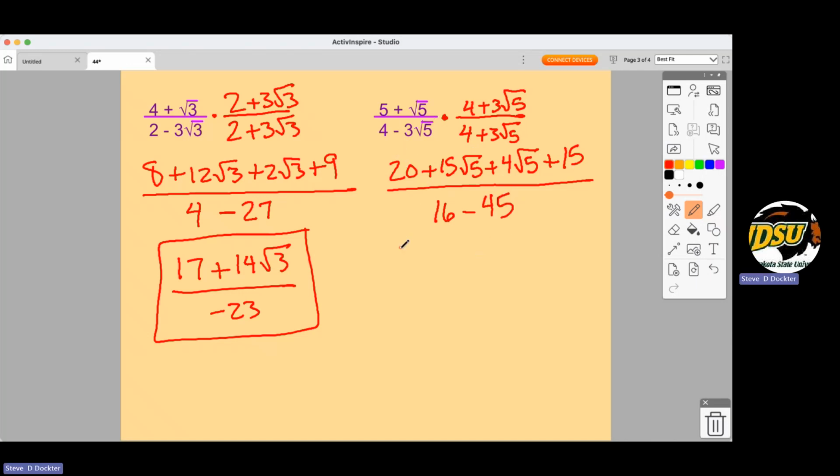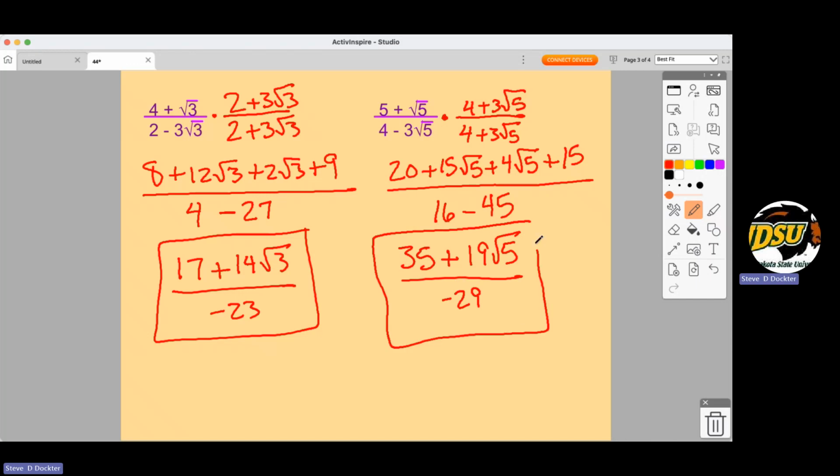20 plus 15 is 35. Plus 15 square roots of 5 plus 4 square roots of 5 is 19 square roots of 5. All over 16 minus 45 is negative 29. Nothing you can simplify there, so there's our answer. Now, I get that we didn't simplify anything on these last two. Sometimes that's the case, sometimes it's not. So do make sure that you check these.